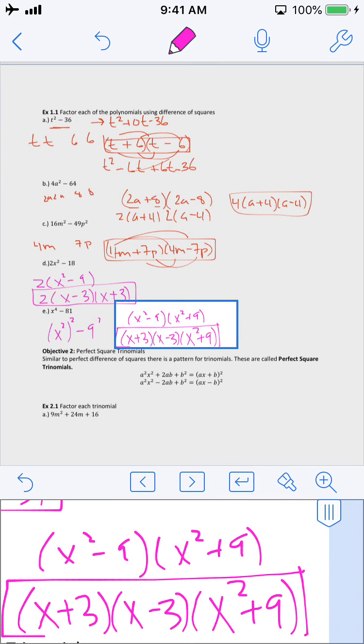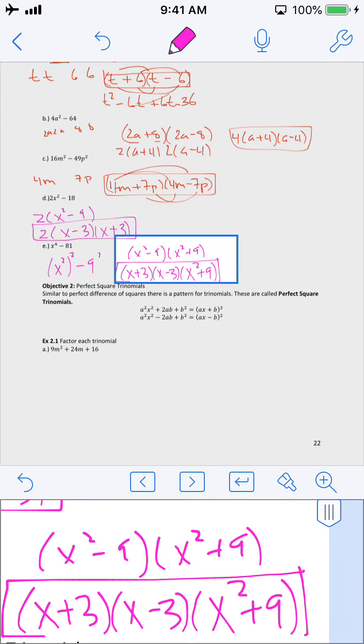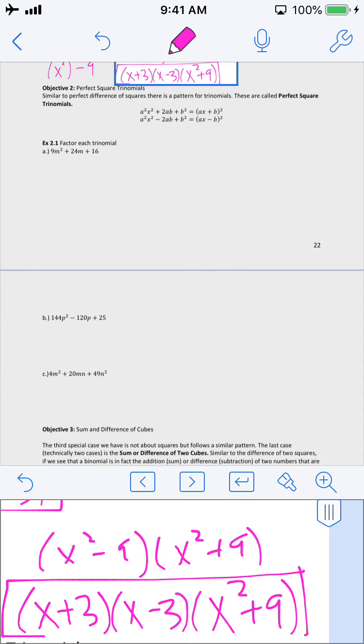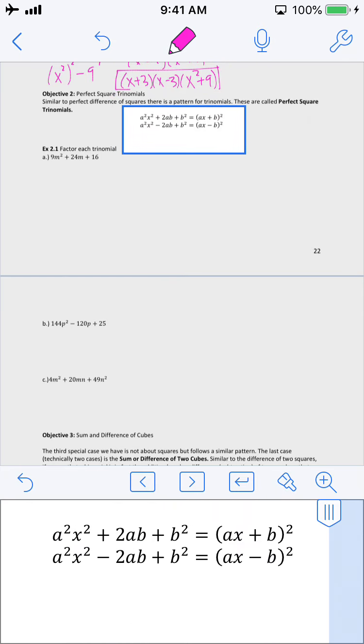Okay, so that's the first special case. The second special case you may have also heard of by a different name. The first name is perfect square trinomials. You may also know it as trinomial squares. Whoop-de-doo. But kind of along the same lines. This one, we get a square out of it. So it's kind of not as obvious that it could be one.